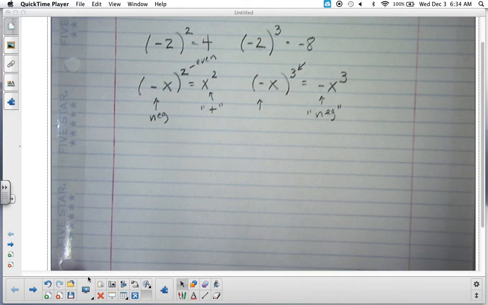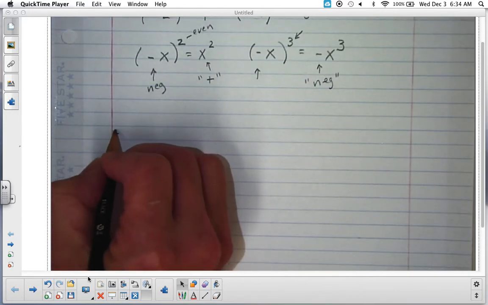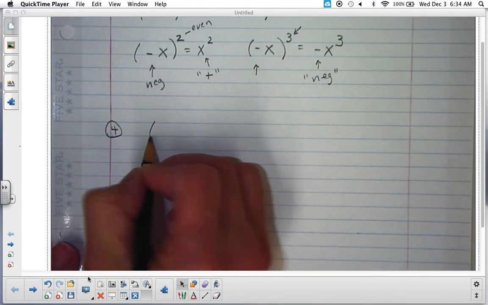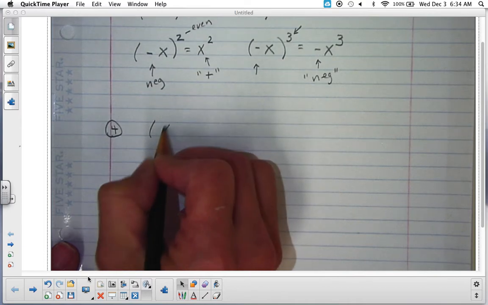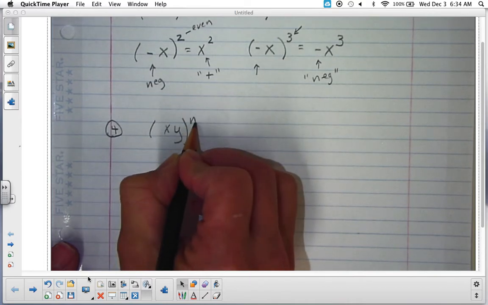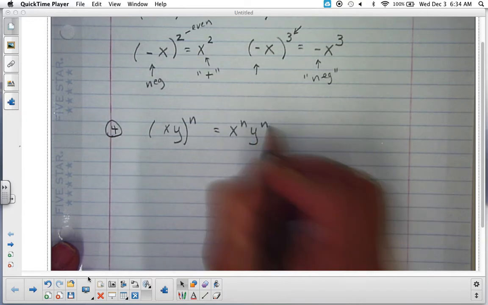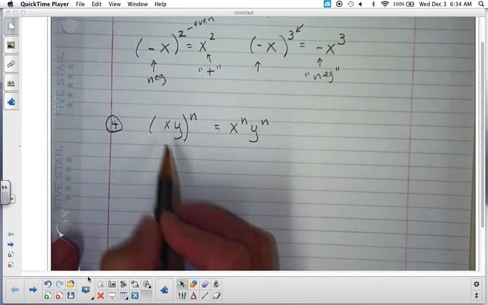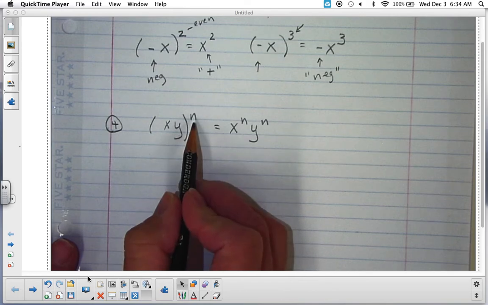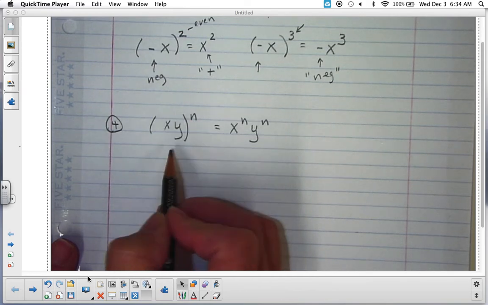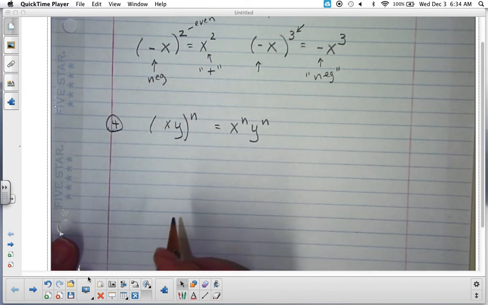All right, rule number 4 and rule number 5 are, again, kind of common sense, but let's just write them down anyway so you've got everything in your notes. xy to the n is the same as x to the n, y to the n. So what that means is if you have a bunch of stuff being squared, make sure that you square all the pieces that are inside the parentheses.